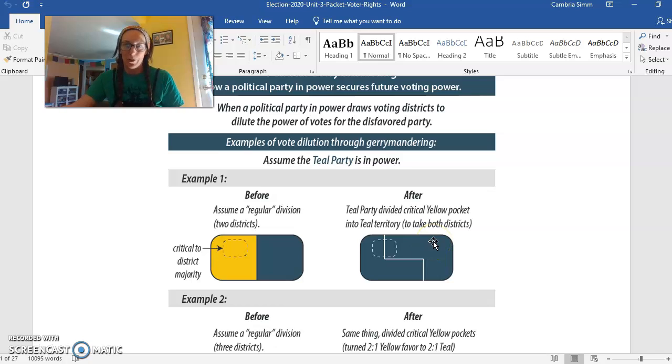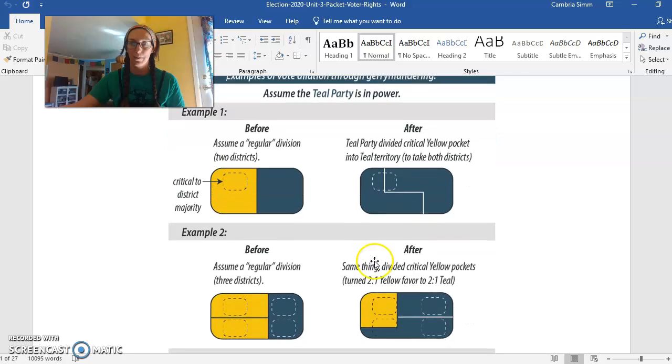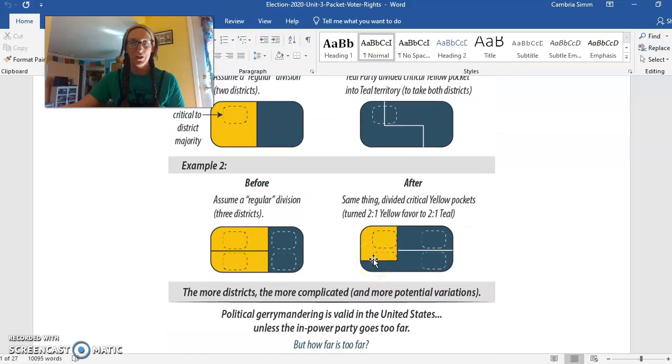Here's another example of how gerrymandering can dilute the vote of certain political parties or groups. Okay, assume that there's a regular division where a majority votes over here one way and another majority votes over here another way. Well, if you draw the line like this, you can cut up the blue majority area and end up with a majority of yellow. So we see that here. You can cut it up different ways, either to favor blue or yellow.